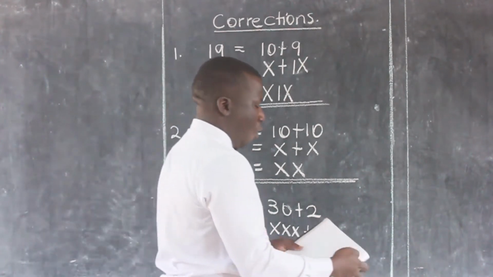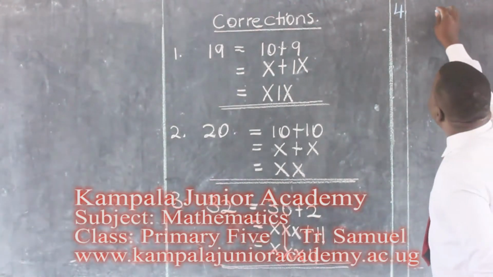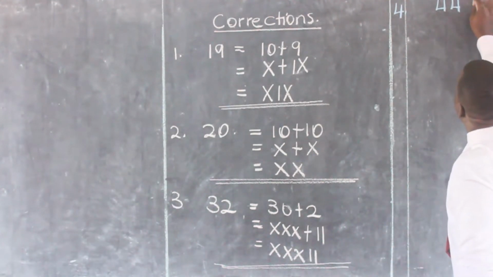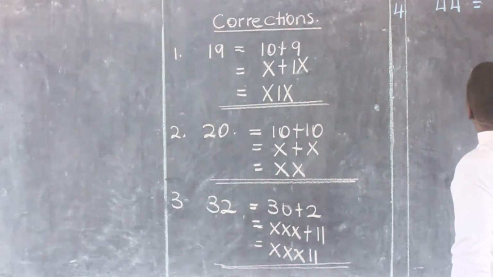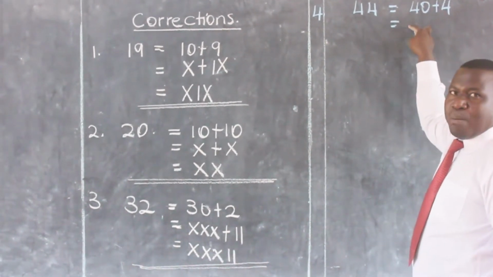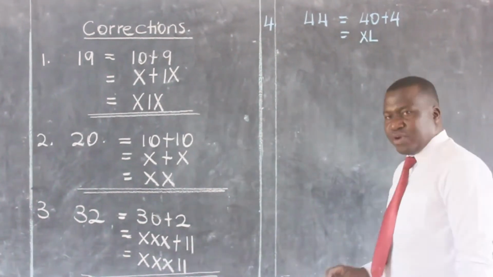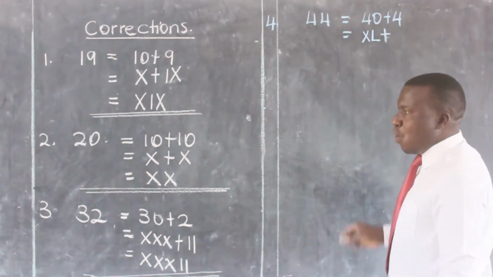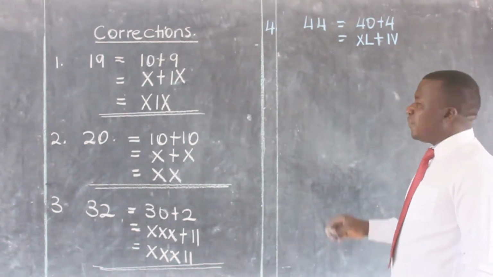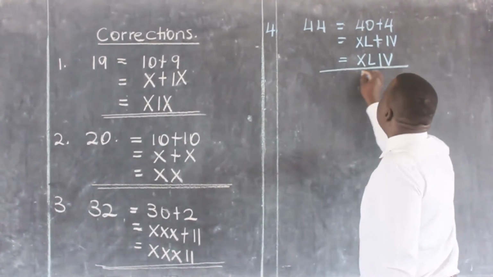In number 4, it was 44. So expand 44 to give you 40 plus 4. 40 is a subtraction Roman numeral. You must first write 50, then you subtract 10 from it to give you 40. The 4 is also a subtraction Roman numeral. You have 5, remove 1. So it will give us XLIV. That is the answer.